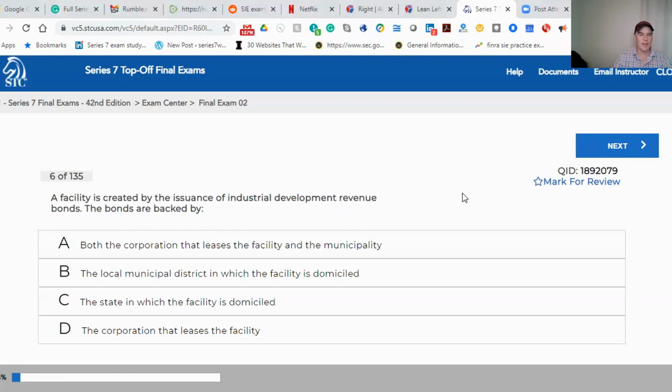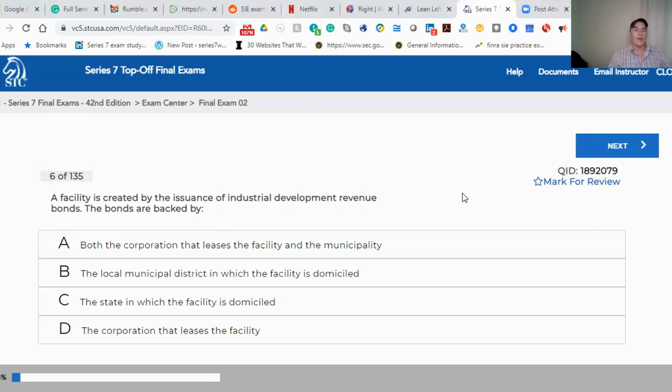A facility is created by the issuance of industrial development and revenue bonds, IDRs. The bonds are backed by what? Are they backed by the corporation and the muni? We'll come back to that. The local muni? No, they're not doing that. The state in which the facility is domiciled? No, they're not paying. And the corporation that leases the facility.